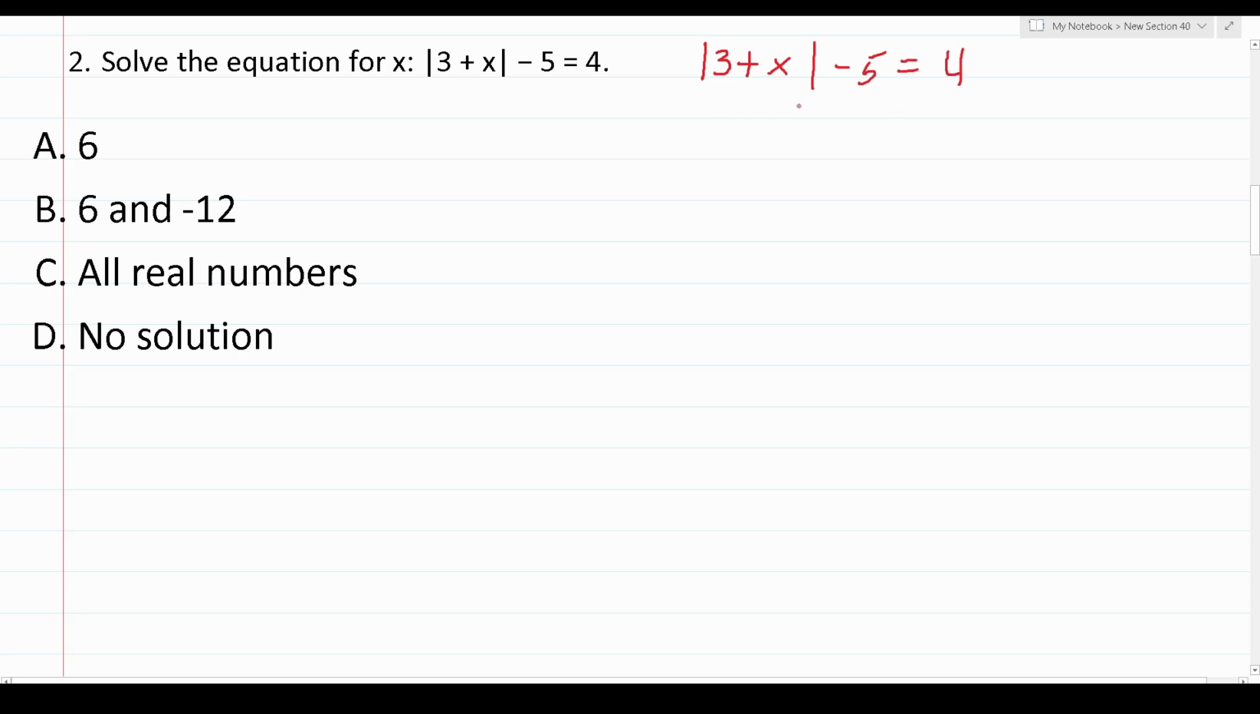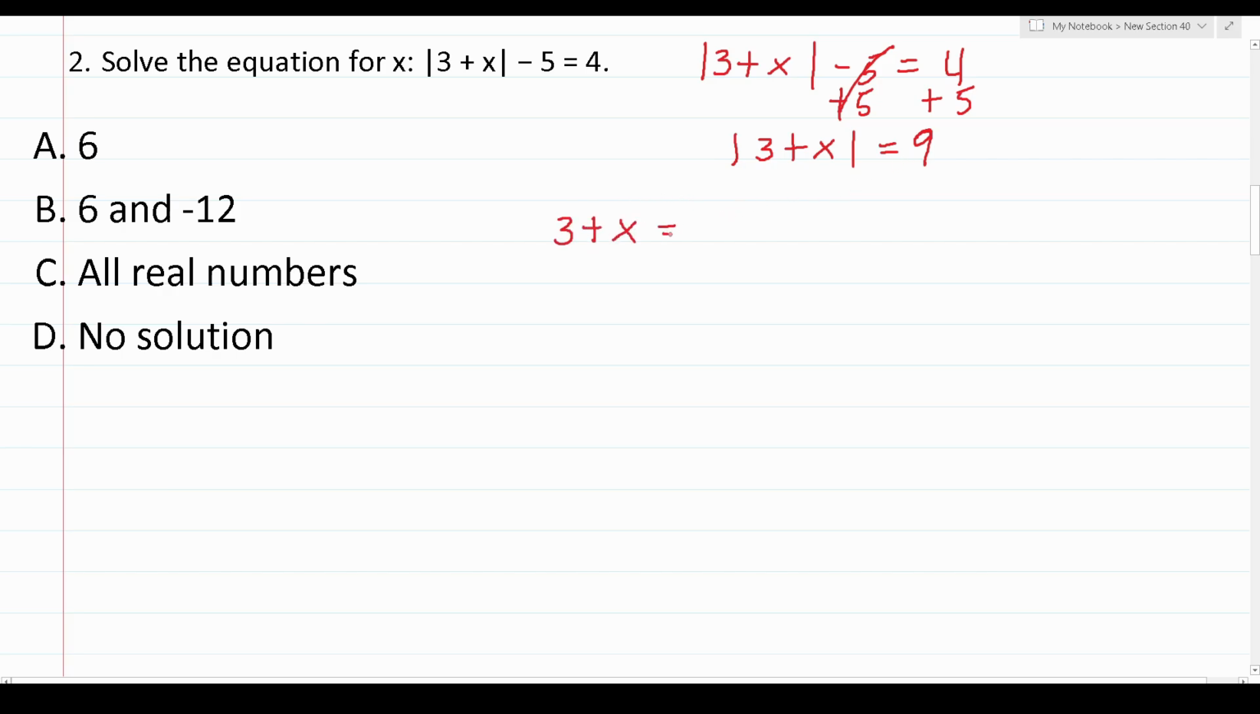Again, we want to isolate this absolute value. So I'm going to add 5 to both sides. And this will become absolute value of 3 plus x equals 4 plus 5, which is 9. All right, as far as solving absolute values go, when you have an absolute value equal to a positive number, that's going to prompt you to get rid of your absolute value bar. So we're going to have 3 plus x.